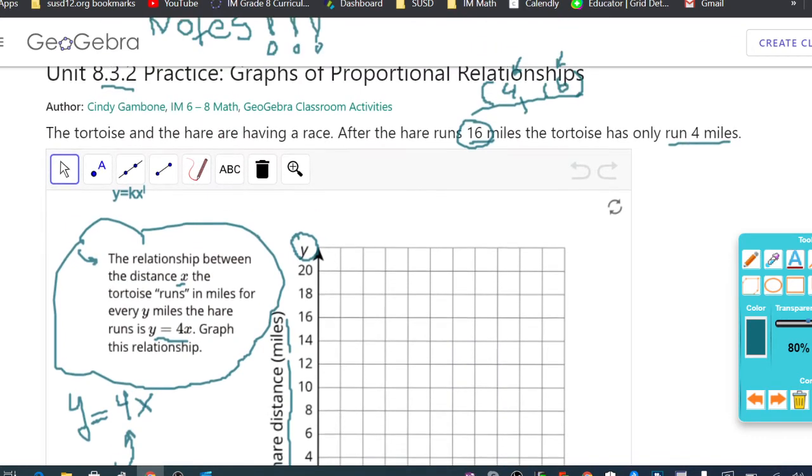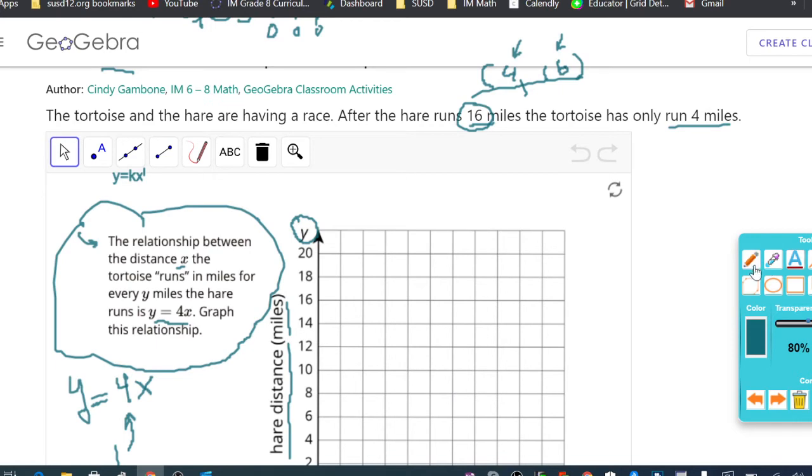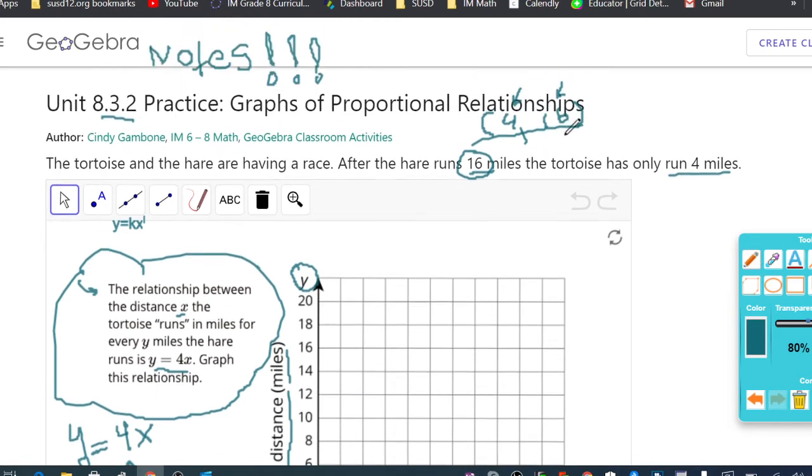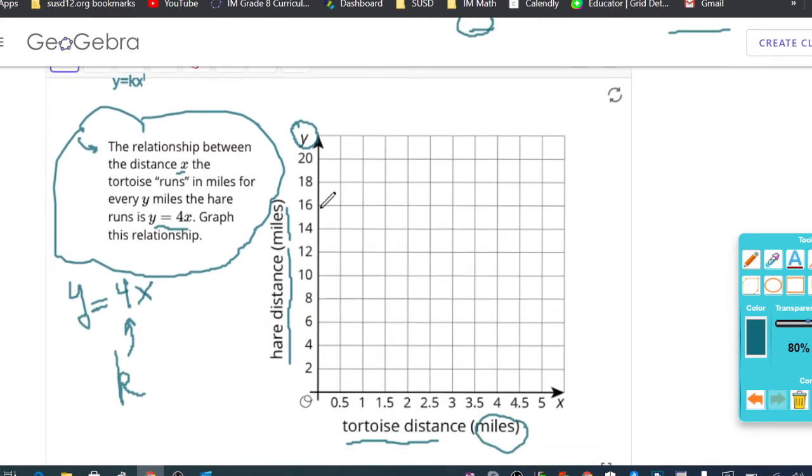Okay, so this is pretty easy actually, because they gave us a data point right from the beginning. It is 16 and 4. I mean, y equals 16 when x equals 4. So that's right here. X equals 4, y equals 16. What that means is, I'll say again, the tortoise ran 4 miles when the hare ran 16 miles. They also gave us the equation of the line. So if x equals 1, y equals 4.